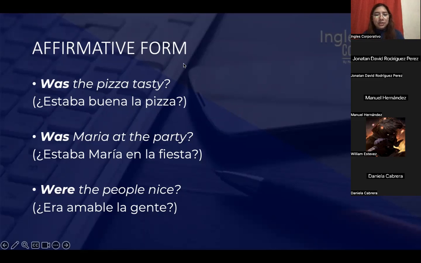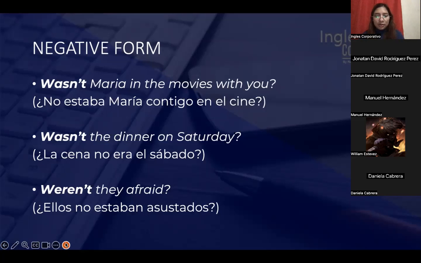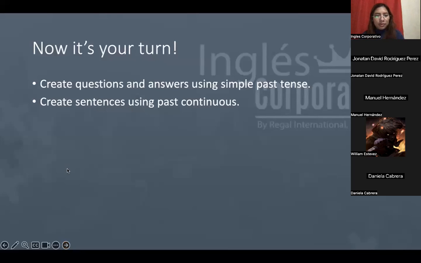El past continuous. Okay, Jonathan, what's missing? Can you help me to read your practice? Okay. Was your mother younger than your father? Yes, she was. She was younger. And were the children happy? Yes, they were. They were happy.